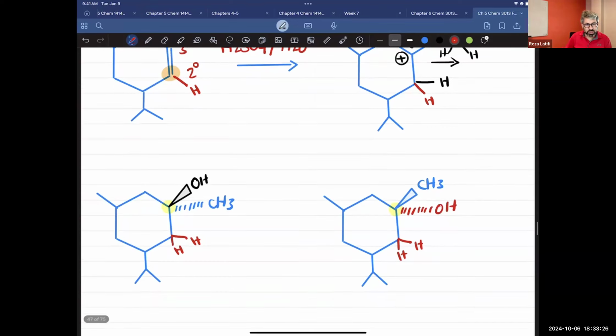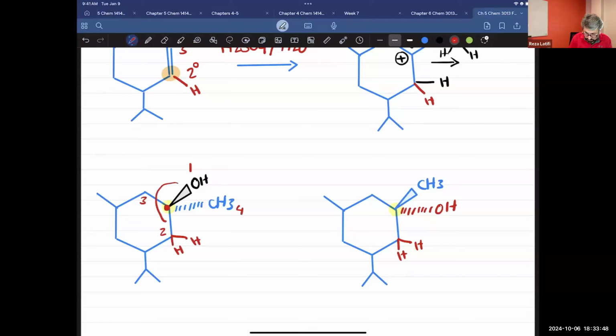Now, do I have a stereocenter here? Yes, I have a stereocenter. This is my stereocenter. And for the order, this is the first priority. Next priority will be this carbon. And this is going to be the third priority. And methyl will be the fourth.